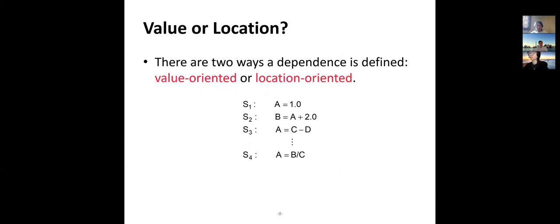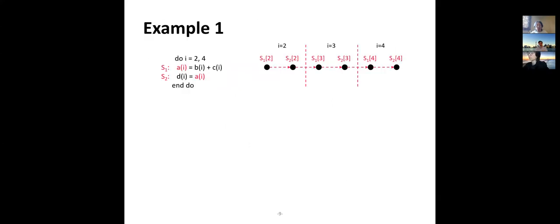So there are two ways that dependence can be defined. It can be value-oriented or location-oriented. This is where things become interesting. Let's look at this little piece of code, written in pseudo C or more like Fortran, where you have 3 iterations of the loop, and you have statement 1 and statement 2. You see here that each statement has iterations. That's what makes it complicated.